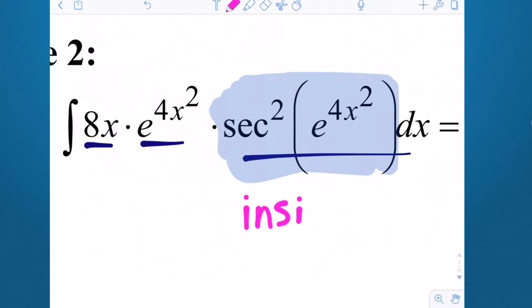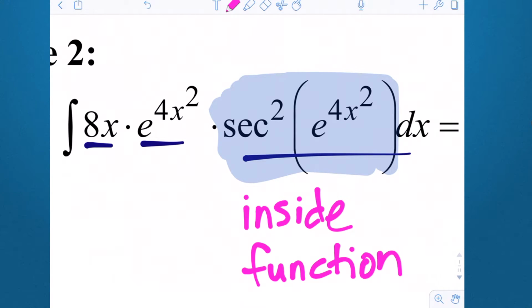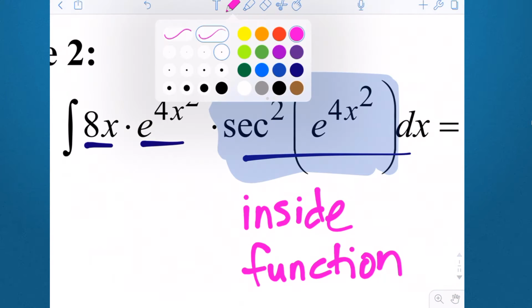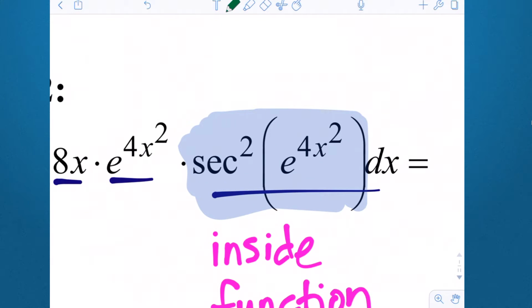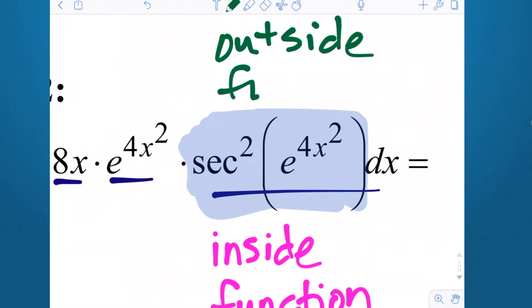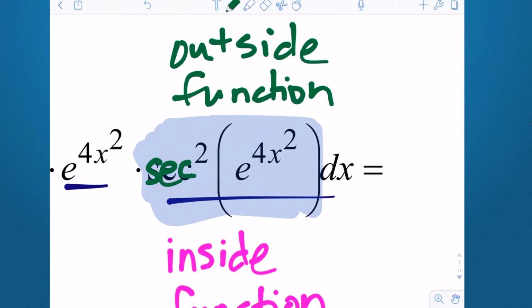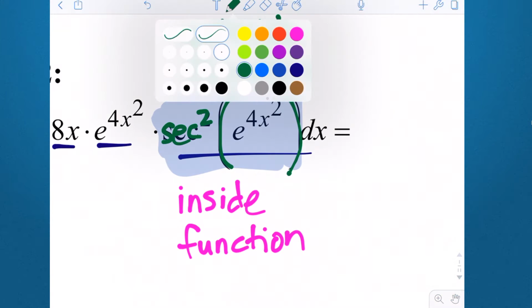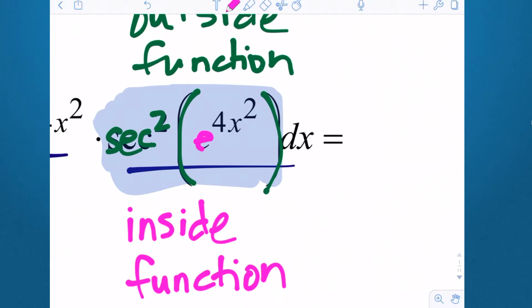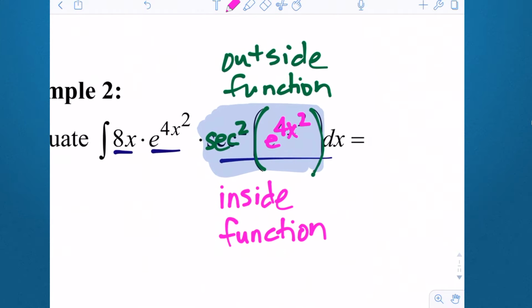You want to identify the inside function. So what does that mean? Well, we're talking about composite functions. You might be better off identifying the outside function first, because you work your way from the outside in, right? So if you do that, when you walk up to the problem, you might spy a secant squared of blob. So secant squared could be the outside function. So if that's the outside function, what's the inside function? Well, what's inside of it? E to the 4x squared. So that could be your inside function.